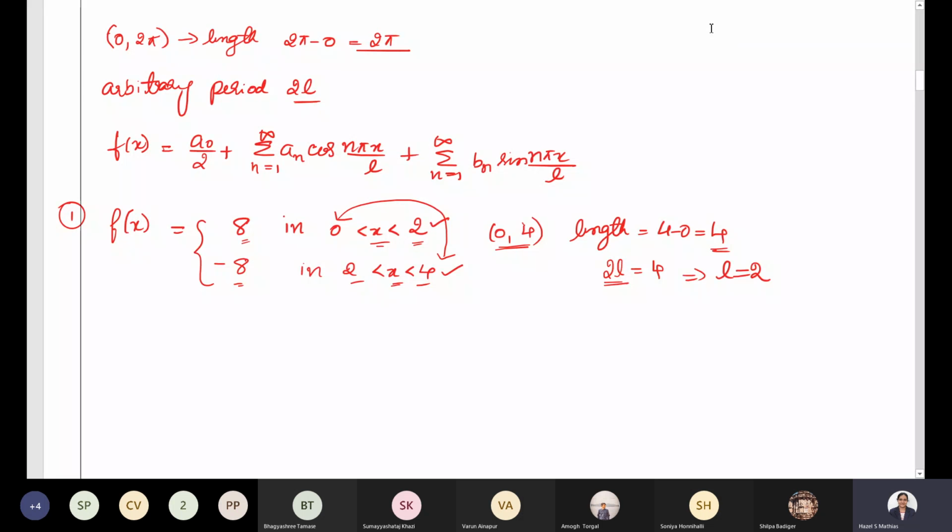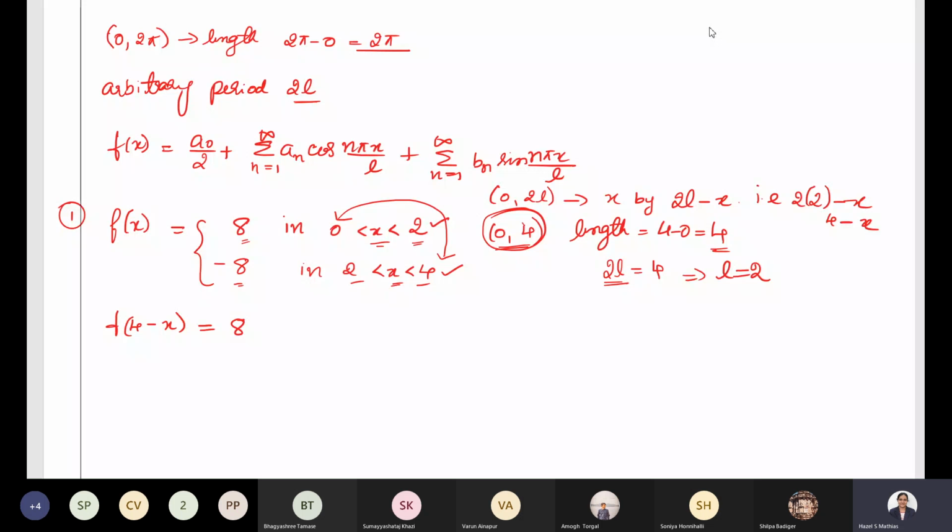Let's continue. After we find the value of L equal to 2, what do we need to do? We need to check whether the function is even or odd. What is the interval? 0, 4. How to check the odd and even nature? When you have the interval 0, 2L, you need to replace x by 2L minus x. This is what you have to do. One more way I'll tell you, if you want, you can check that way. You replace f of x by f of 2L minus x. What is L? L is 2. So that is nothing but 2 into 2 minus x, that is 4 minus x. So replace x by 4 minus x, it is 8.